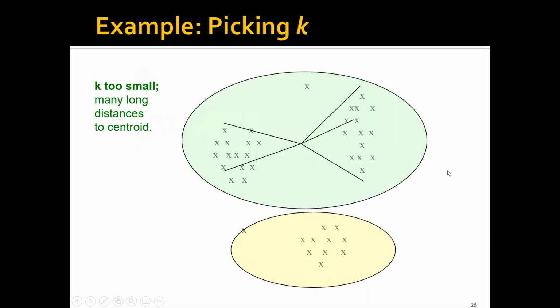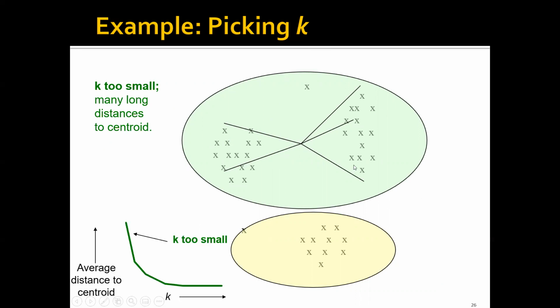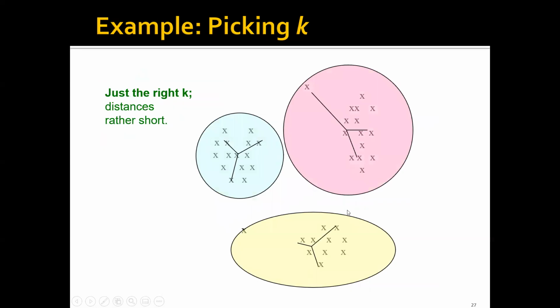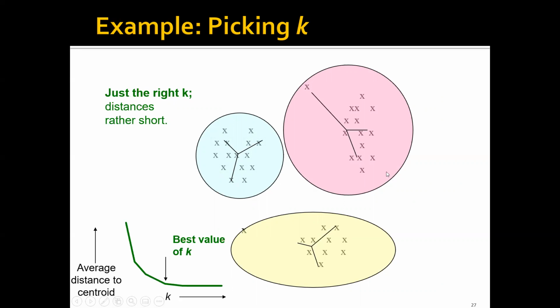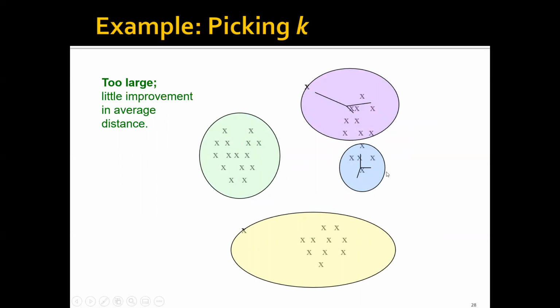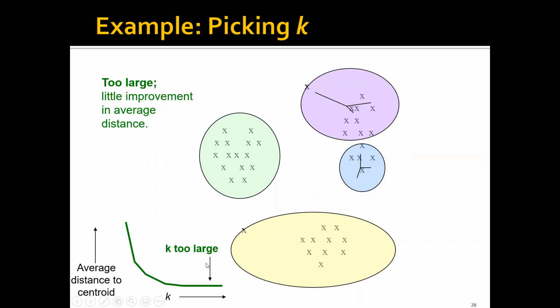For example, if we start by choosing a k that's too small, you can see that there are many long distances to the centroid here. So this is not a correct k. And if we pick just the right k, we can see that the distances from the points to their corresponding centroids are all rather short. So this is a good k here. And for example, if we keep increasing the k to a point that it's too large, then you can see little improvement in the average distances, as you can see here. And this is not a good k either.